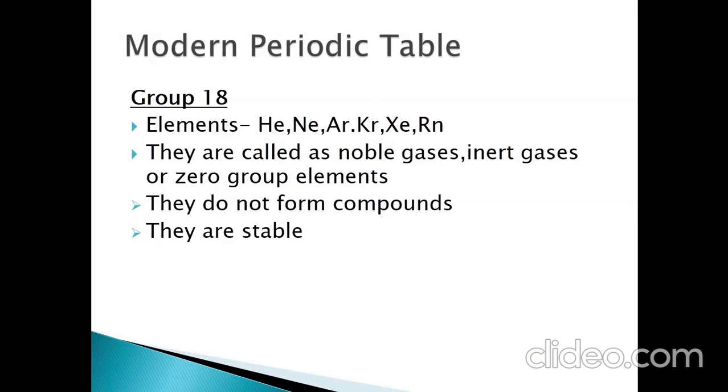Now let us study the next group, that is group 18. It consists of helium, neon, argon, krypton, xenon and radon. They are also called noble gases, inert gases or zero group elements. They do not lose or gain electrons. Why? Because they are stable and that's why they don't form compounds. So this is all about group 18.